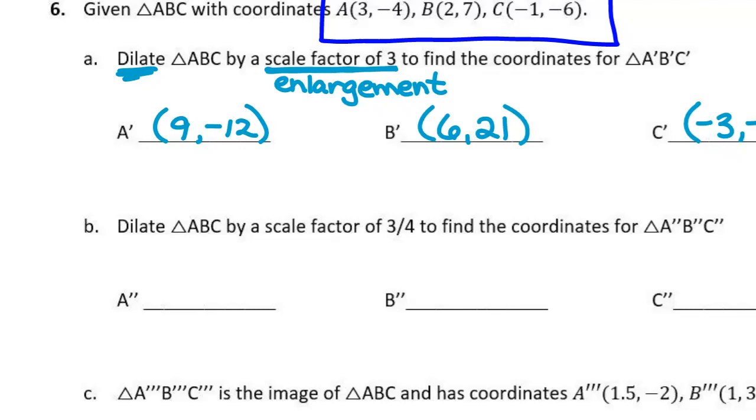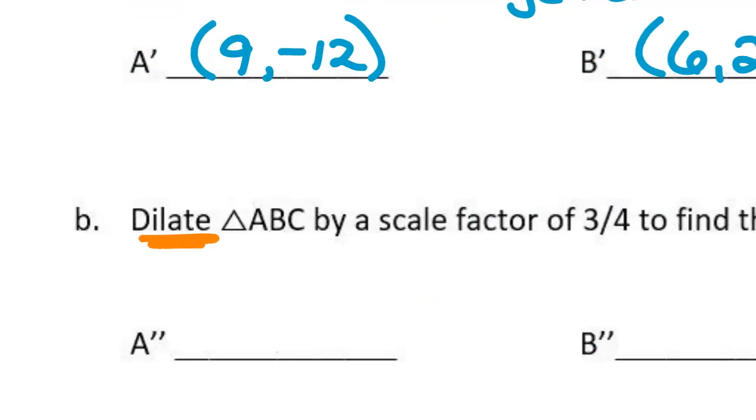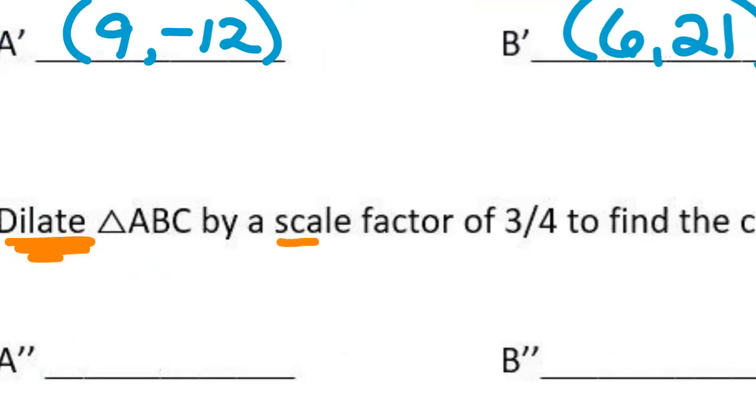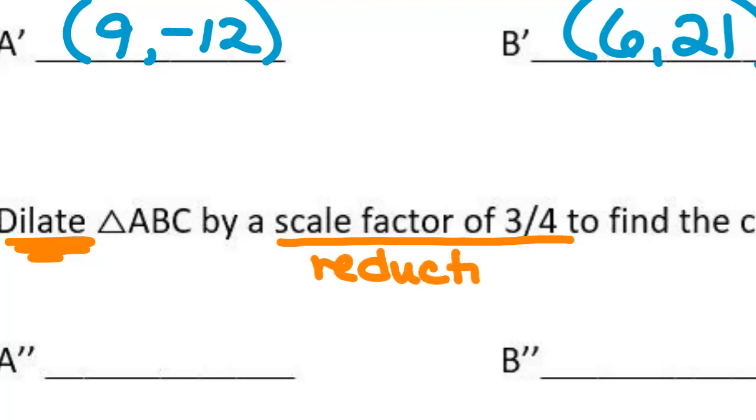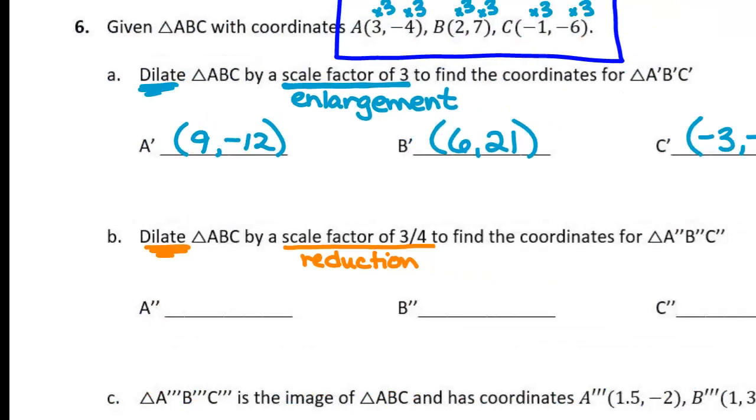For part B, I want to take the same original triangle, triangle ABC, and dilate it this time by a scale factor of 3/4. If my scale factor is 3/4, what's going to happen to my shape? Is it going to get bigger or smaller? Smaller. This would be a reduction. Because the numerator is smaller than the denominator, it's a number smaller than 1. It's 0.75 in decimal form on my calculator. Because it's between 0 and 1, it's going to be a reduction.